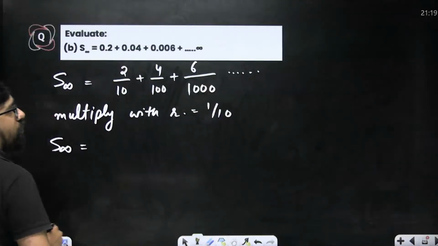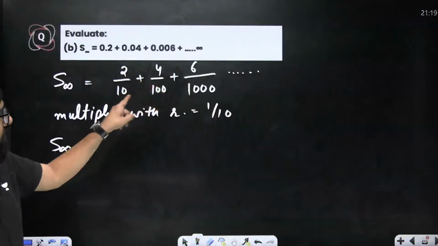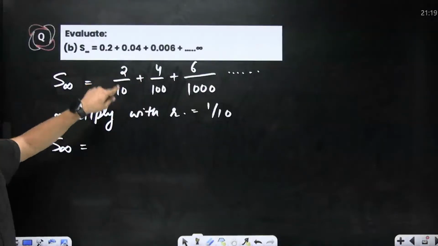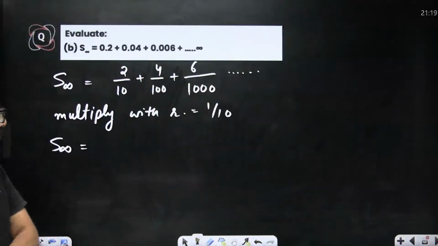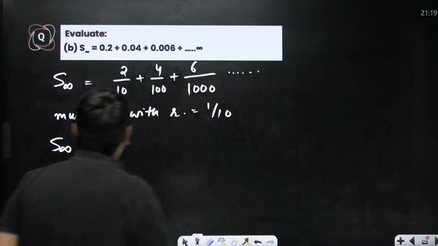And R is equal to 1 by 10. Don't look at the AP, only R. AP is different and GP is different. There is a GP, 1 by 10, 1 by 100, 1 by 1000, and the AP is also there, 2 plus 4 plus 6. What you do is multiply with R. Let's do it over here.